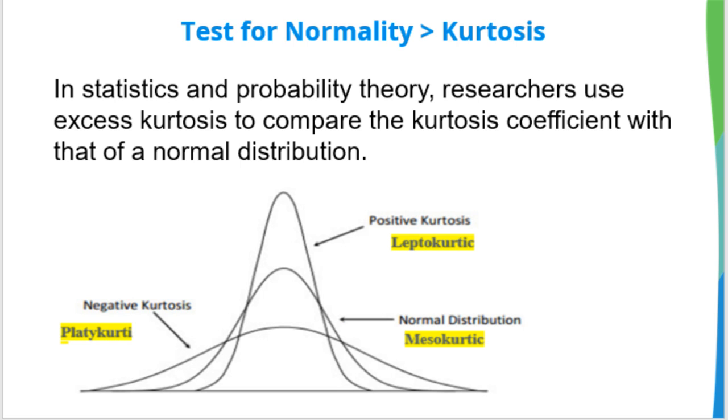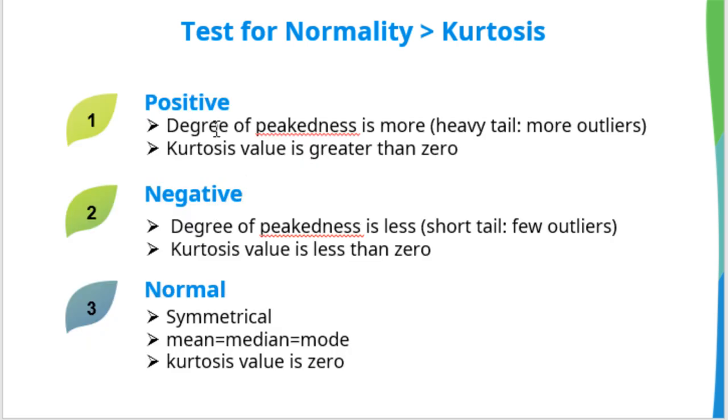If it's positive, the degree of thickness is more, which is called heavy tail, or in that case we have more outliers. The kurtosis value is greater than 0 at this point. When negative, the degree of peakedness is less: short tail, or we have few outliers. The kurtosis value is now less than 0. But normal is symmetrical, median equal to mean equal to mode, and the kurtosis value is 0.